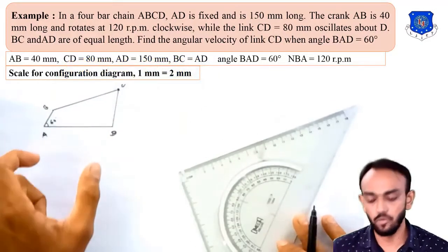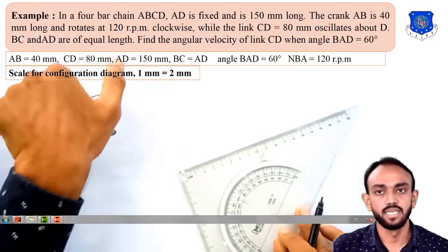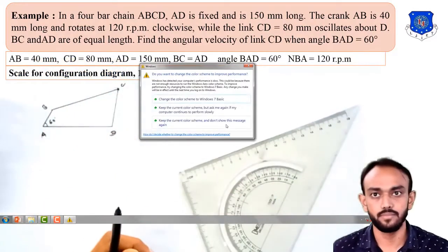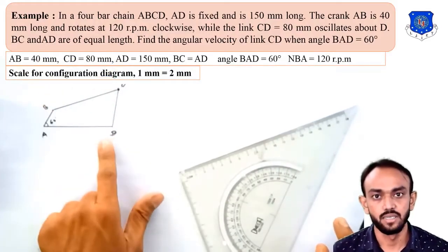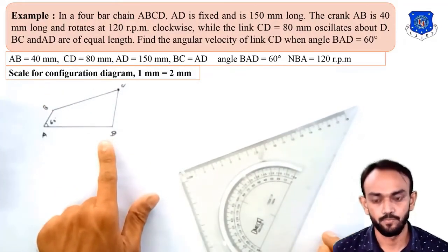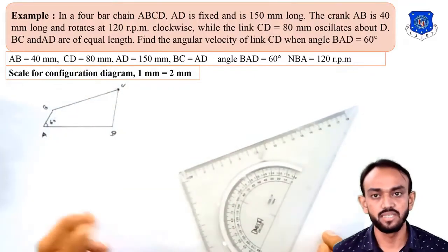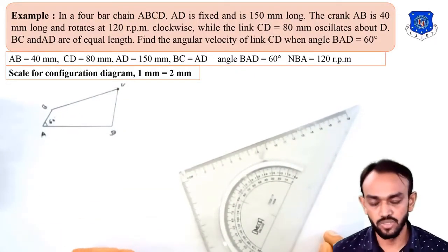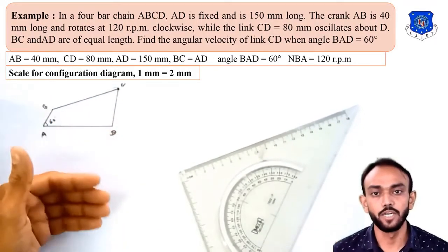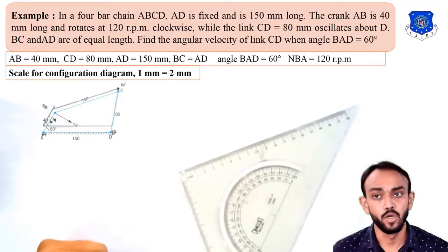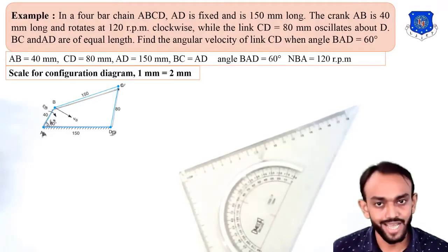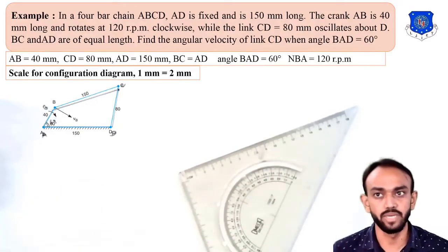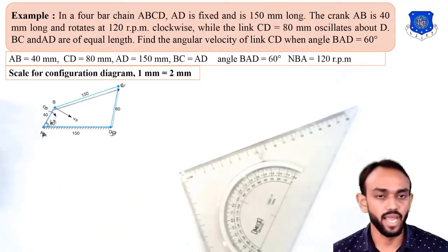So that's how you will draw the A, B, C, D. Okay. Now this is the space diagram, and using this space diagram, we will draw the velocity diagram. As you can see on the screen, this is the space diagram. We have drawn A to B, B to C, C to D, and D to A.